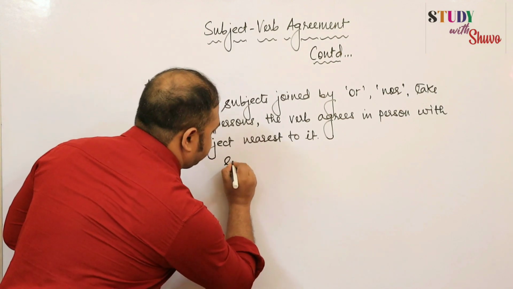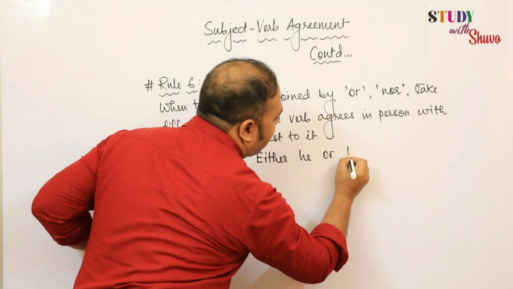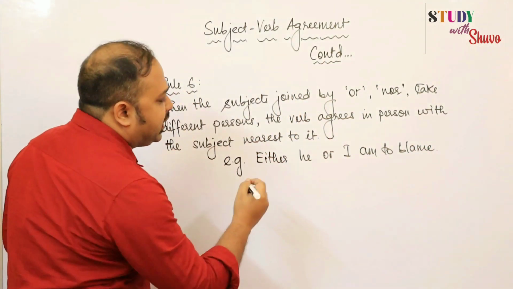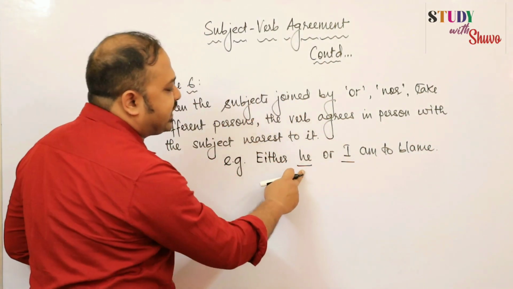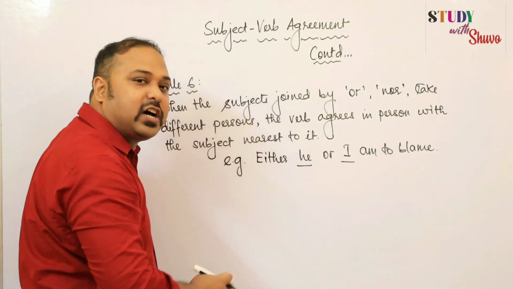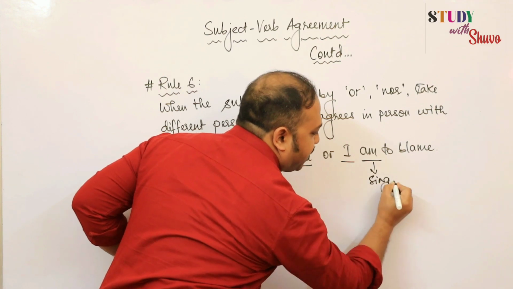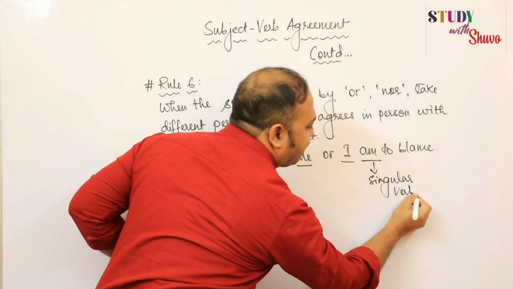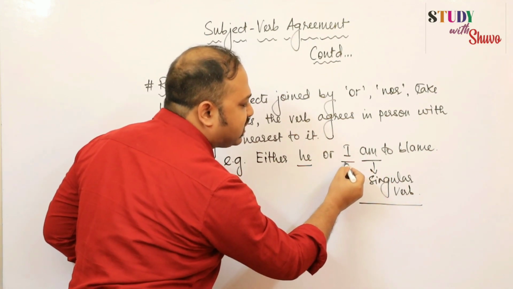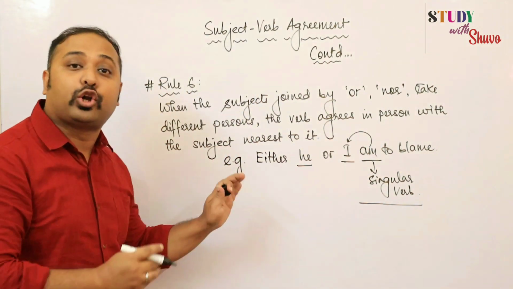Let's take an example. Either he or I am to blame. Children, here we have 2 pronouns. One is he, that is the third person singular number, and we have used another pronoun, that is I, that's first person singular number, and the verb that is used is singular. We have used a singular verb am, and it is very clear that because this verb is closest to this subject, that is a first person singular number, the verb agrees with the subject that is closest to it.